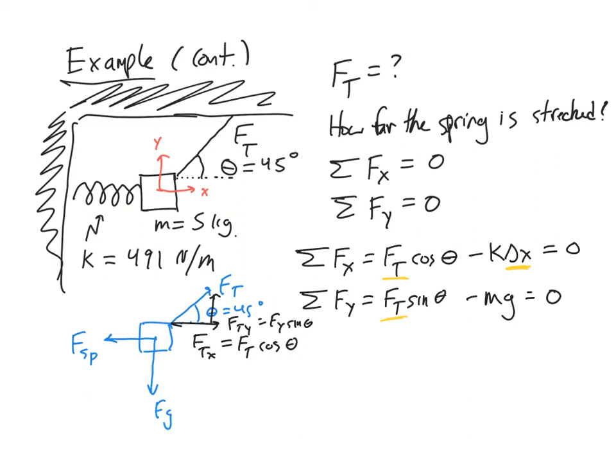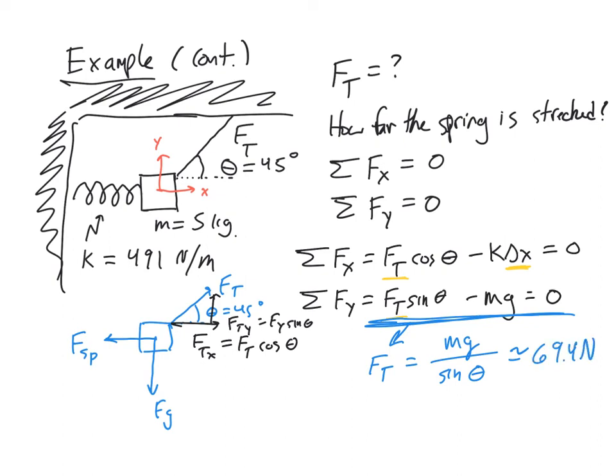This is certainly solvable. In this case, we can do even better because this equation, the y direction, doesn't have the spring force in it whatsoever. So we can immediately solve this for Ft. And that's going to give us Ft is mg over sine theta, which I can plug into a calculator to get us a force of 69.4 newtons. And then I can go back to the x direction and solve for the displacement of the spring.